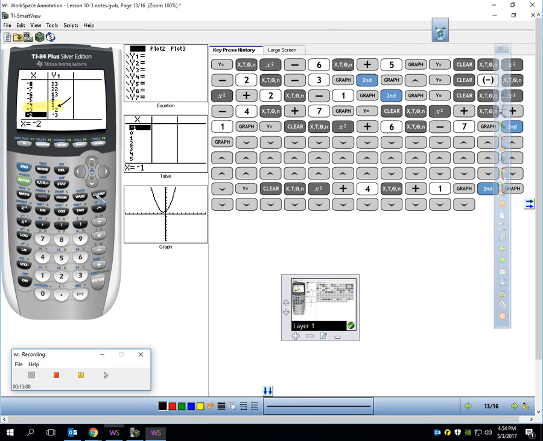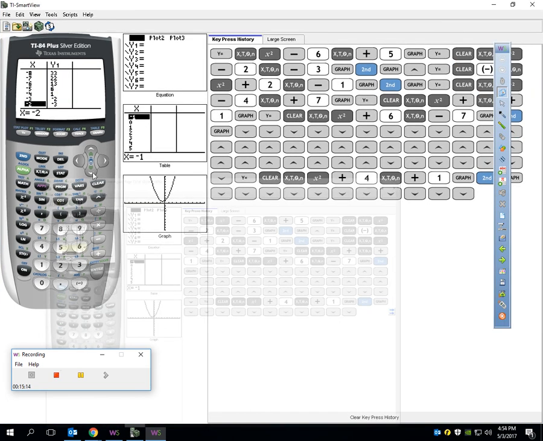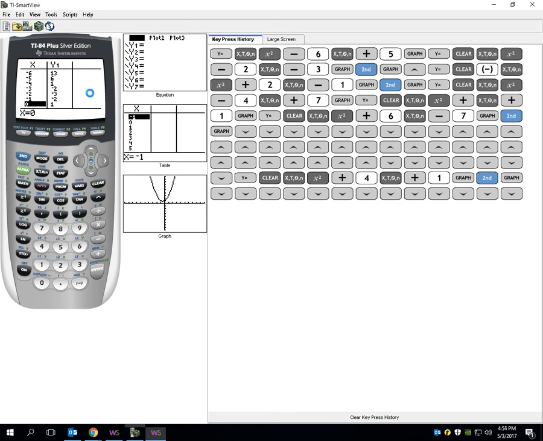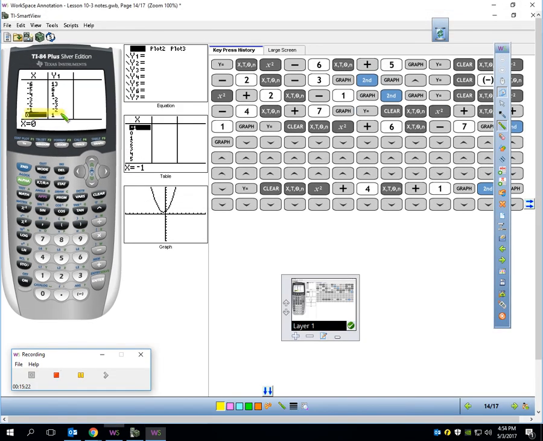Here's my other answer. Remember how I said my other answer would be between 0 and -1? Look carefully at my table. Do you see how the y's went from negative to positive? There's another answer somewhere between 0 and -1. I need to approximate this to the 10th.